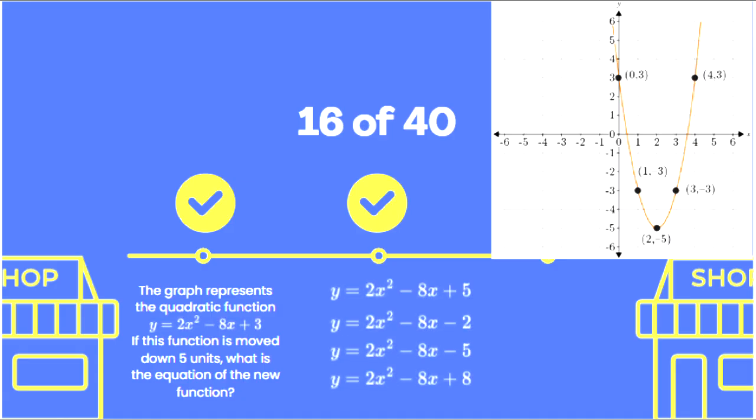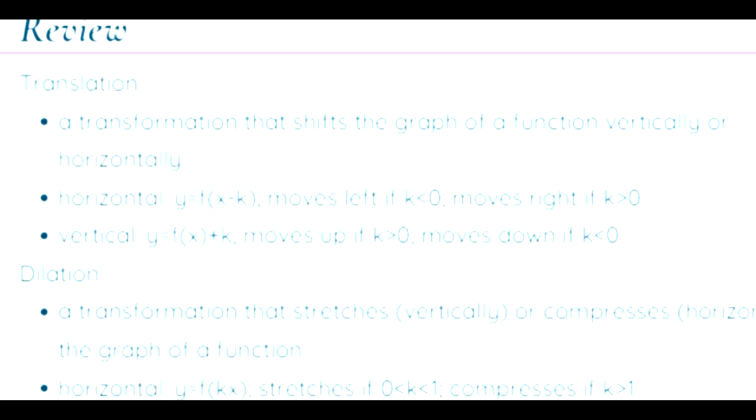Here's number 16. The graph represents the quadratic function y equals 2x squared minus 8x plus 3. If this function is moved down 5 units, what is the equation of the new function? Going back to my notes, a translation is when a transformation shifts the graph of a function either vertically or horizontally, so either up and down or left and right. We know vertical, which is what we're looking at. If we want it to move down, then k is going to be less than 0. So this k is going to be minus something.